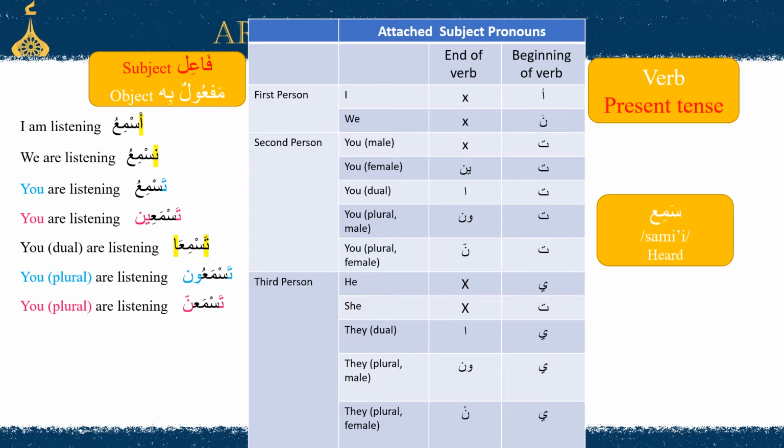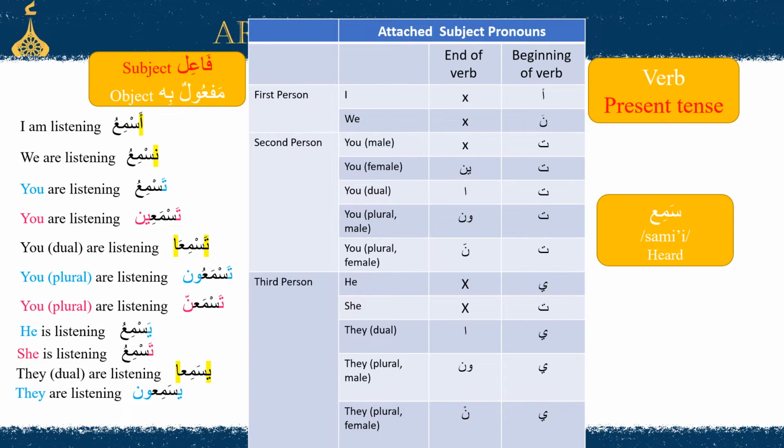He is listening, yasma'u. She is listening, tasmi'u. They in the dual form, yasmi'a. They plural male, yasma'un. They plural female, yasma'an.